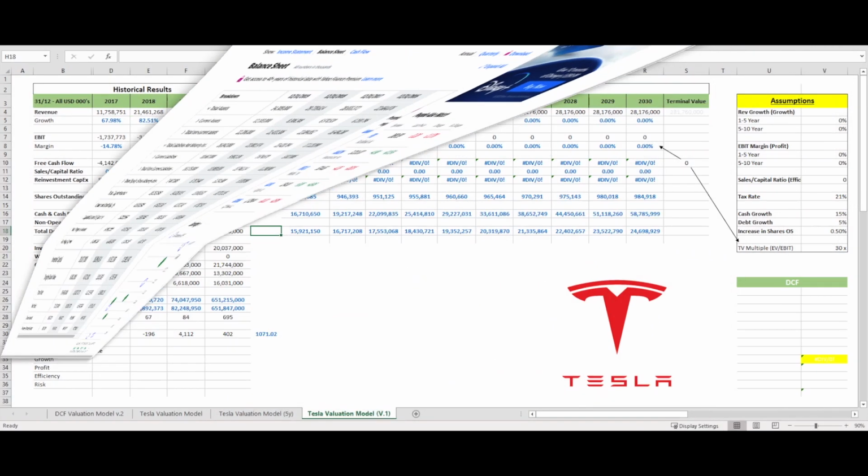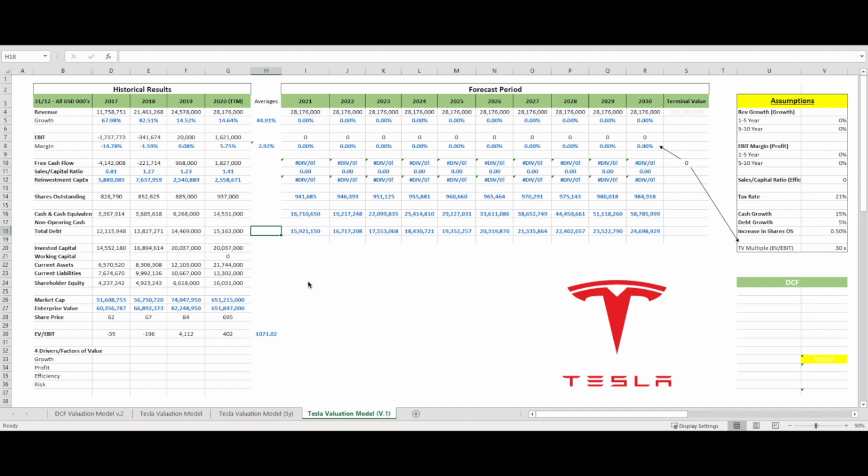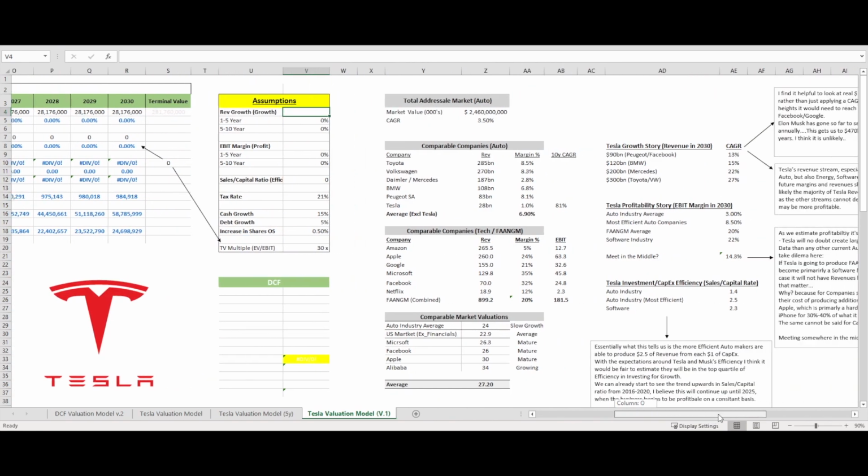Okay, now let's get a full view of the model as it is. So we have filled in the financials. Now the next step is to come up with our assumptions, which will allow us to get a full forecast period, and then we can move on to the actual DCF valuation.